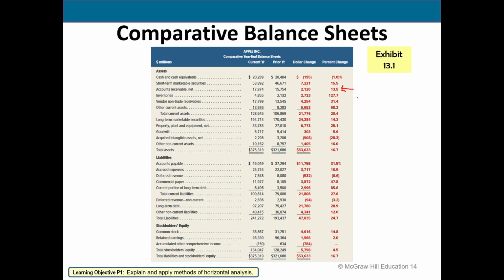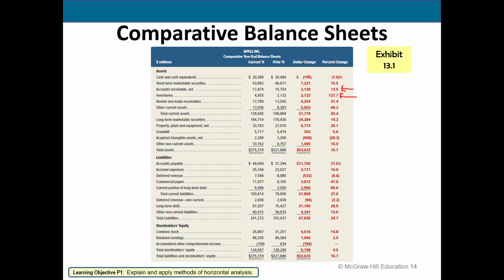The same analysis would probably need to be made for our inventory because it has more than doubled in the period. Excuse me. And that is something that we also need to analyze with ratios. Other things that we might be concerned about: we have an increase in our securities, so it looks like we're investing, and we're also purchasing property, plant, so we're expanding.